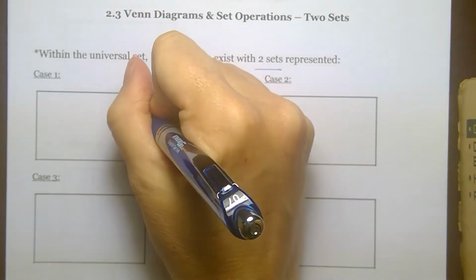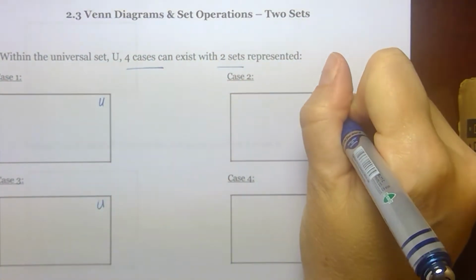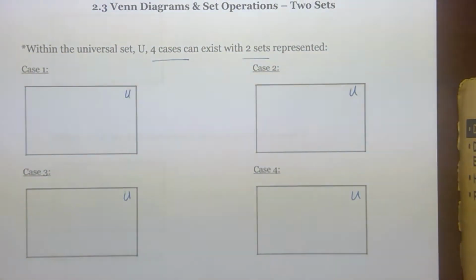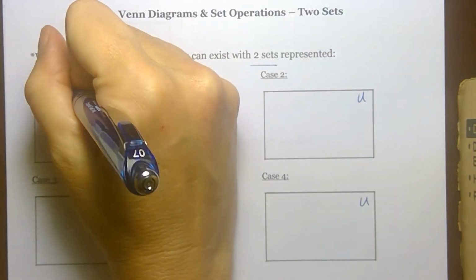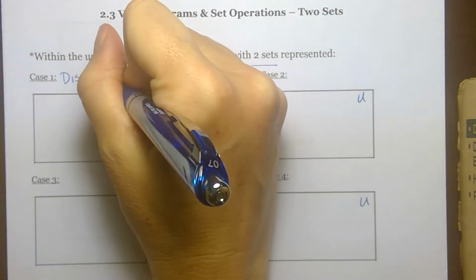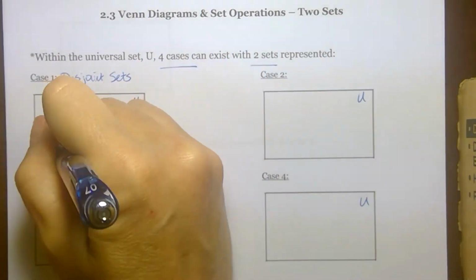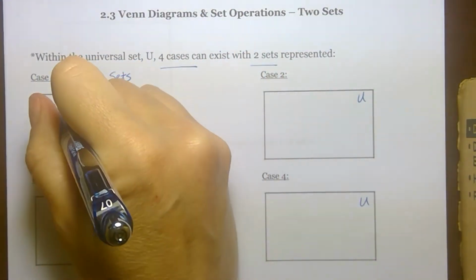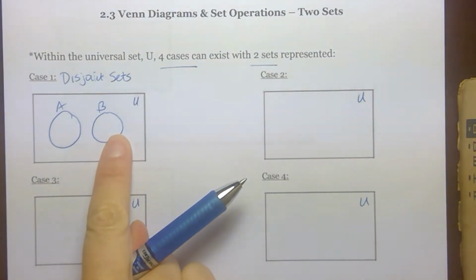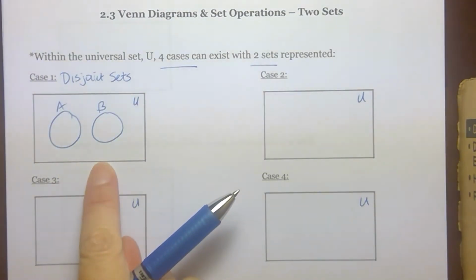My rectangle represents the universal set, so I'm going to label each of my rectangles as U for the universal set. Case 1 is when we have 2 sets that are disjoint, when they don't share any elements. So disjoint sets would look like 2 circles that do not touch. So set A and set B are separate from each other, although they're both part of the universal set.